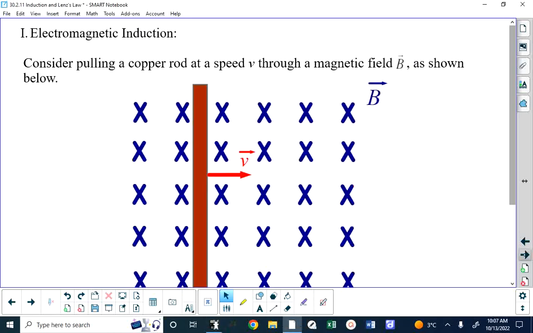We're going to start off with the very basics. So this has to do with electromagnetic induction, and if you like, you can put at the top where it says electromagnetic induction, generator effect. What we are talking about doing here is generating electricity.